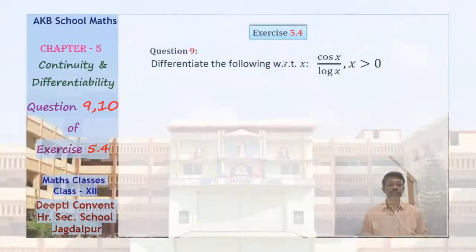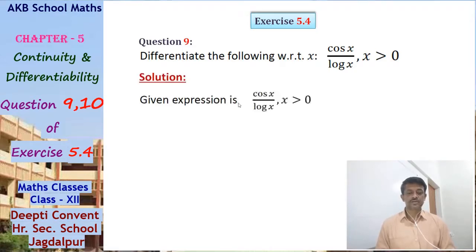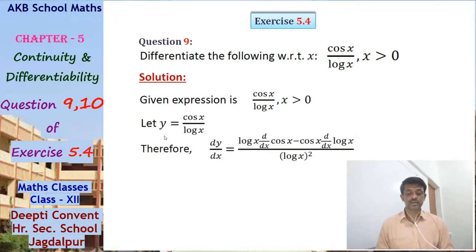Question 9 of exercise 5.4. Differentiate with respect to x, cos x by log x, where x is greater than 0. Log x, that's why x greater than 0. And this is a division, a rational function. So let us solve. Given expression is this. Let y equal this. Then we have to differentiate with respect to x, dy by dx.